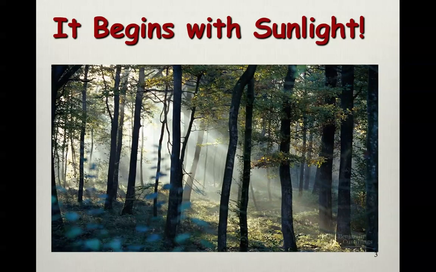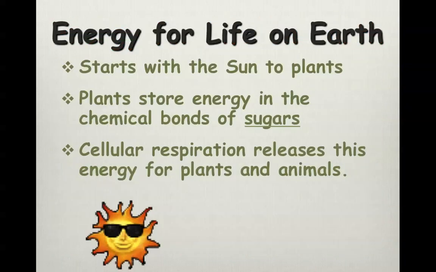It all begins with sunlight. If you remember back to ecology, the first thing in any energy chain is sunlight. So energy for life on Earth starts with the sun and then goes to plants, and those plants store this energy in chemical bonds of sugar. And then cell respiration takes that sugar and releases energy for both plants and animals.